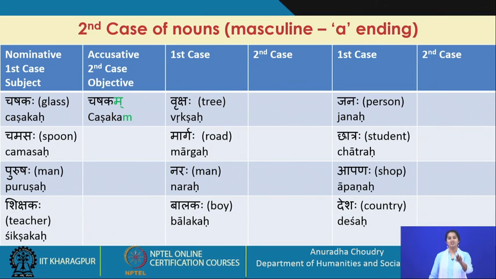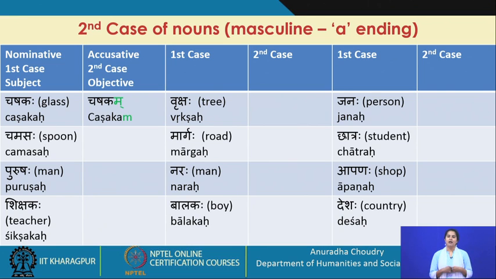Chashakaha, chashakam. Chamasaha, chamasam. Purushaha, purusham. Shikshakaha, shikshakam. Vrikshaha, vriksham. Margaha, margam. Naraha, naram. Balakaha, balakam. Janaha, janam. Chhatraha, chhatram. Apanaha, apanam. Deshaha, desham. Uttamam. So I hope you've got some practice, and now you can also try probably making a sentence by yourself.